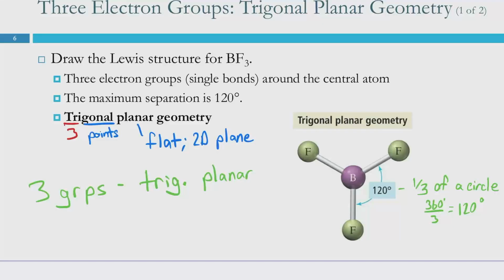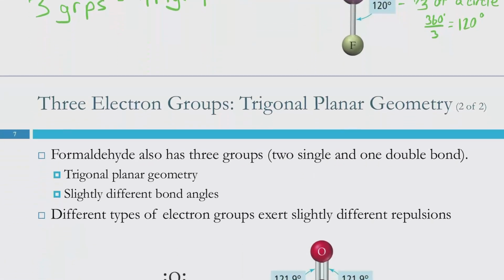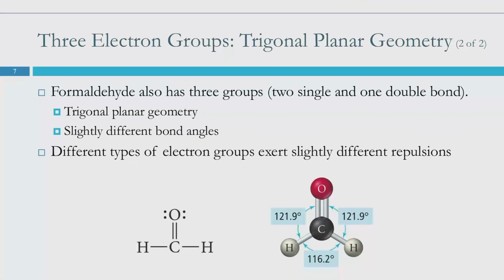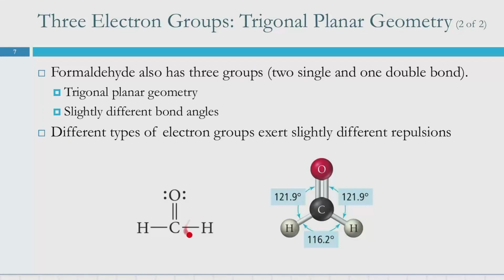So this would be sitting on the board. And this is like if you're doing the YMCA dance, if you've got your feet together, you've got your hands out in the Y shape, this is the trigonal-planar geometry. Formaldehyde also has 3 groups. BF3 had only single bonds. Formaldehyde has 2 single bonds and a double bond. It's still trigonal planar geometry, but the bond angles are slightly different.